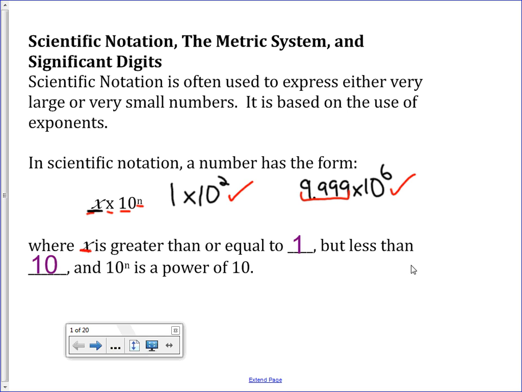Improper scientific notation would be if we had something like 0.9 times 10 to the 3. This would be improper scientific notation, as the 0.9 here is a number that is less than 1. So this would be incorrect. It would also be incorrect to write something like 10.1 times 10 to the 5, for example. The number 10.1 is greater than 10, and we want a number that is less than 10. So this would also be considered incorrect scientific notation.